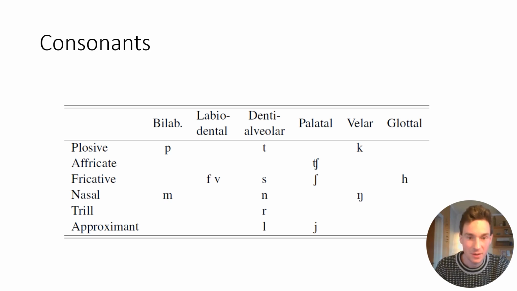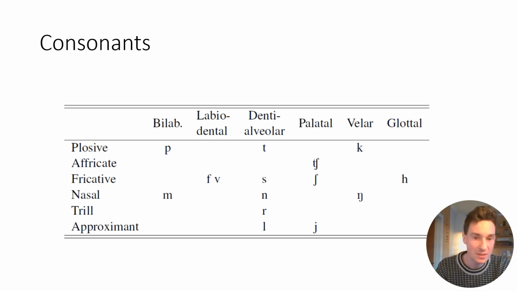We find the most different phonemes in the fricatives: f, v, s, sh, and h. The glottal fricative h again has quite a large number of allophones. It can be realized as an h, as an almost inaudible sound, as a fricative ch, and as another fricative ch.